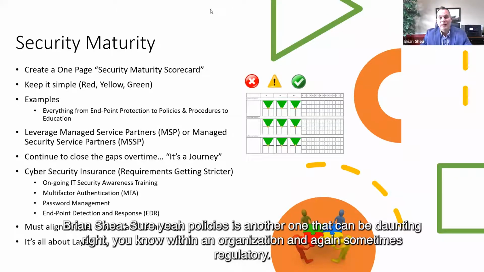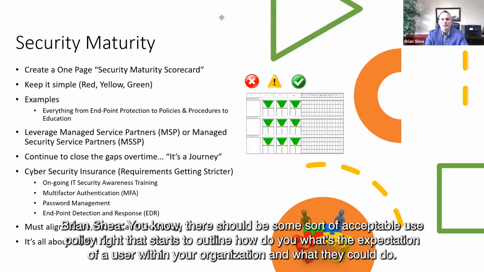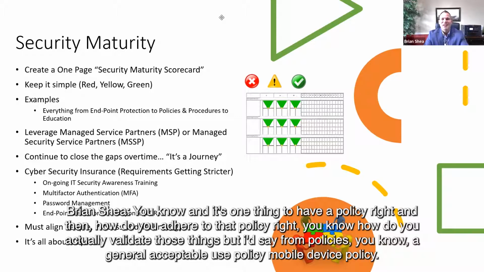Sure. Yeah, and policies is another one that can be daunting, right? Within an organization. And again, sometimes regulations and different regulatory bodies will drive what policies you must have in place, right? As a group. But at a minimum, there should be some sort of acceptable use policy, right? That starts to outline what's the expectation of a user within your organization and what they can do, and it's one thing to have a policy, right? And then how do you adhere to that policy, right? How do you actually validate those things?